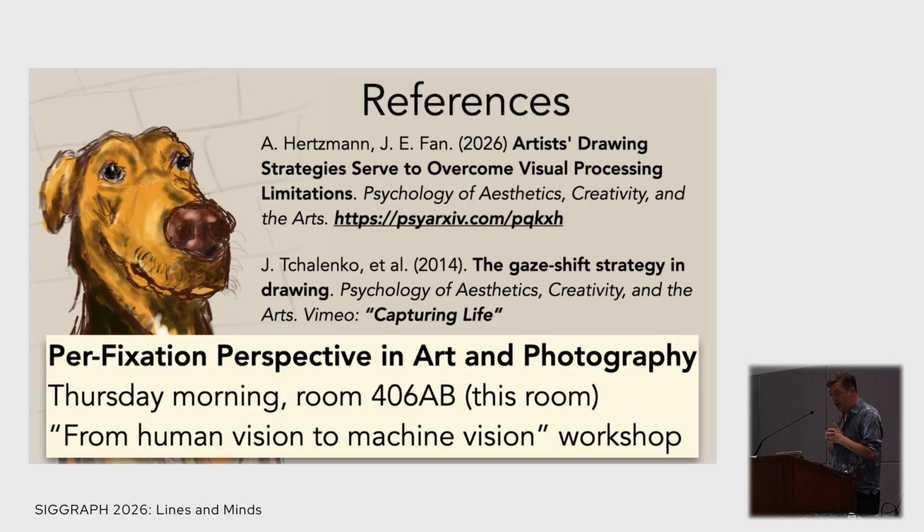Finally, I'm giving another talk that's related to this on Thursday morning at the Human Vision to Machine Vision workshop. And this talk will be about how visual memory limitations and peripheral vision limitations determine the way we approach perspective. So if you've ever wondered why linear perspective doesn't quite do the right thing, or what artists do instead of using strictly linear perspective, then I hope you'll come to the talk and learn more about that. Thank you.